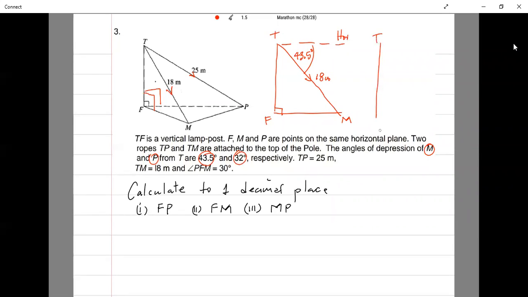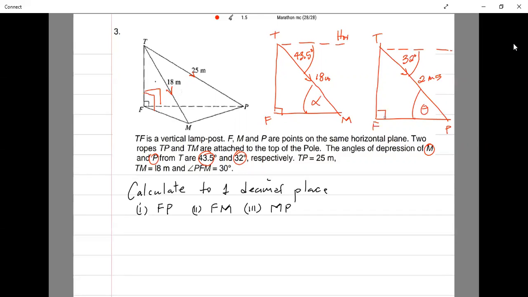You still have T, and you still have F. Then you have T. This is the horizontal. The angle of depression here is what? 32 degrees. And the length of PT is 25 meters. All right. So the first thing we're asked to find is FP.